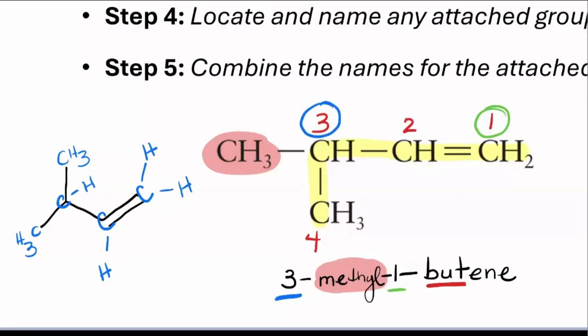To determine cis and trans, the steps are the following. You're going to take your alkene and you're going to create a division line between the carbons in the double bond.